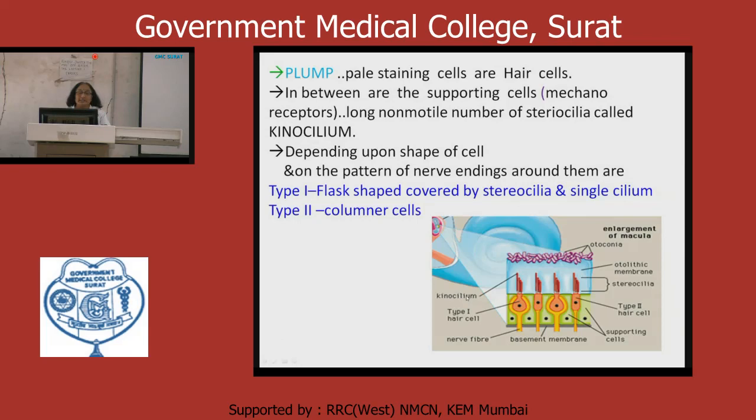So we have discussed that depending upon the shape of the cell and the pattern of the nerve endings around them, type 1 cells are flask-shaped, covered by stereocilia and a single cilium called the kinocilium. Type 2 cells are the columnar cells which are visualized. Between type 1 and type 2, which are the sensory cells, are located the supporting cells, which are tall columnar cells, indicated by the green color in the figure.